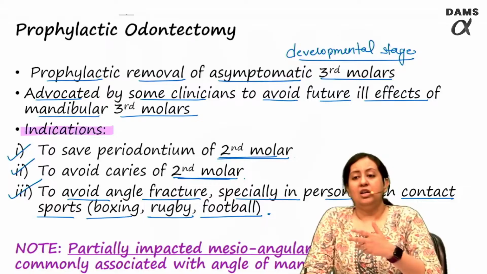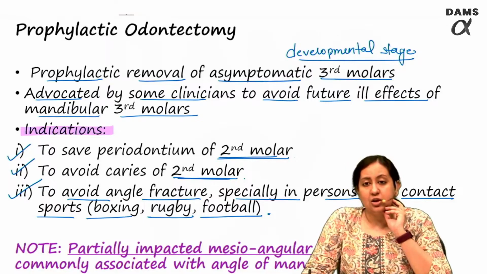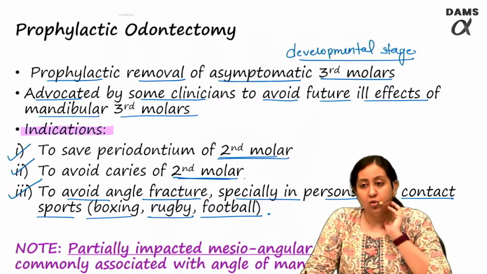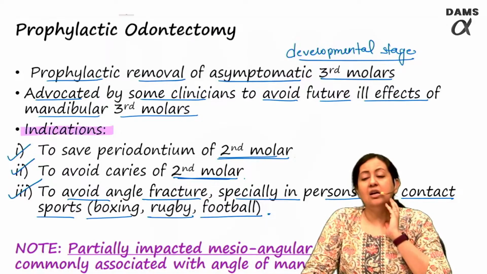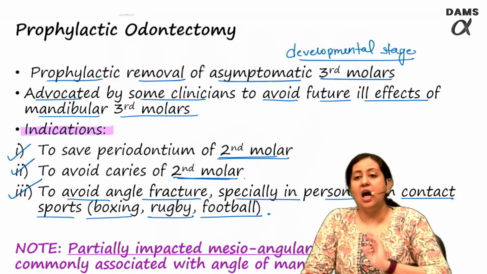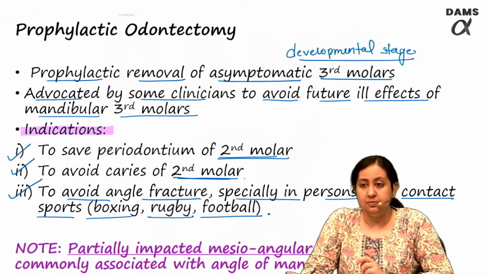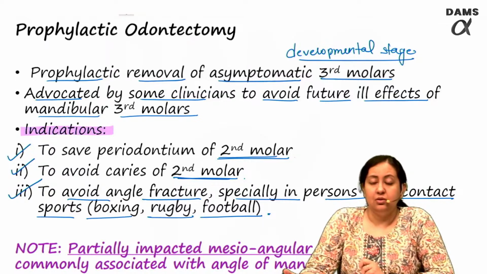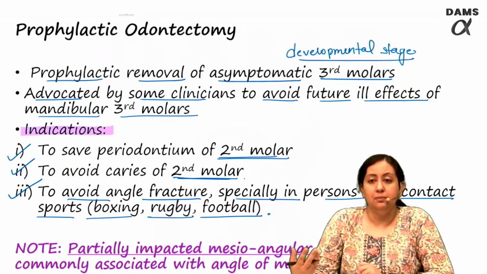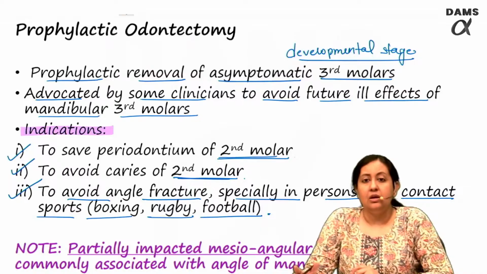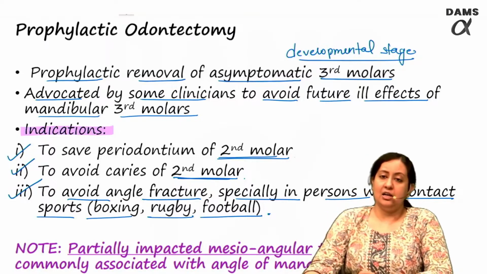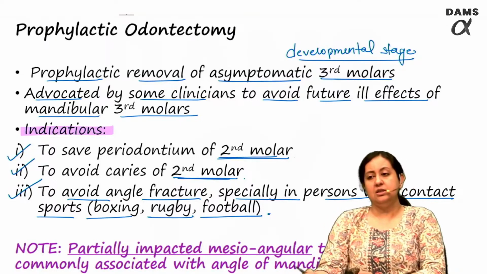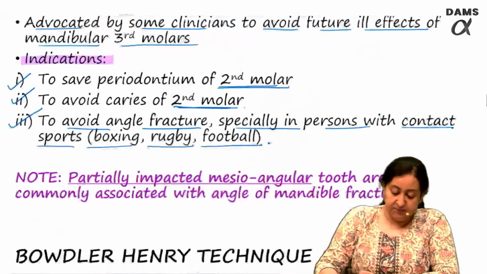Now, what can happen if there is an impacted tooth, an impacted third molar especially, it can cause weakening of the angle region of the mandible, thereby leading to its fracture during an impact. To avoid this from happening, especially in contact sports persons, we prophylactically remove third molars in their developmental stages.